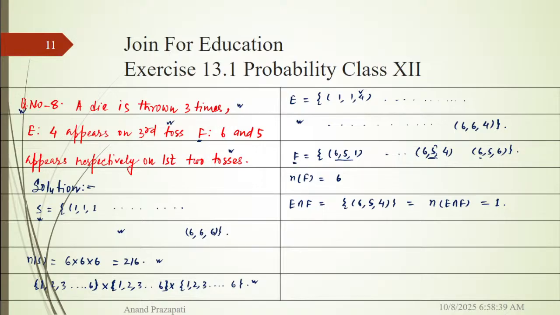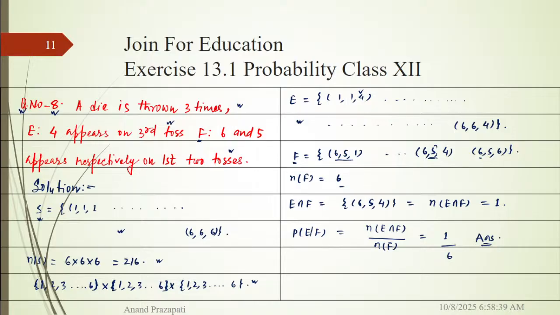Now we find out the probability of E given F. So we write down the number of E intersection F divided by the number of F. Putting in the values, the number of E intersection F is 1 and the number of F is 6, so we write 1 by 6. So this will be the answer of question number 8. Hope there is no problem understanding the solution of question number 8.